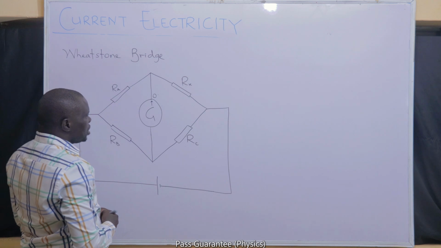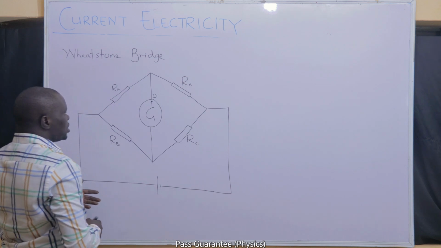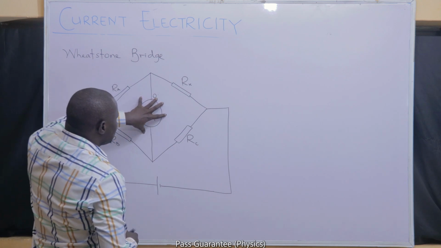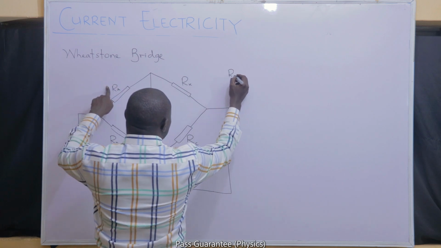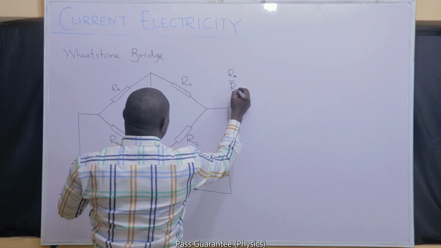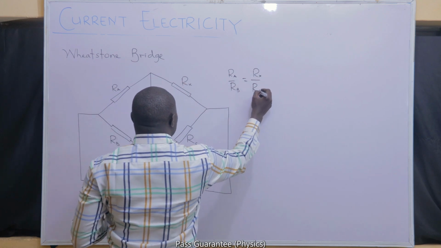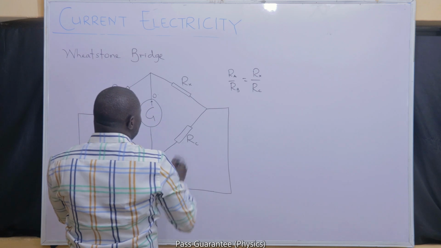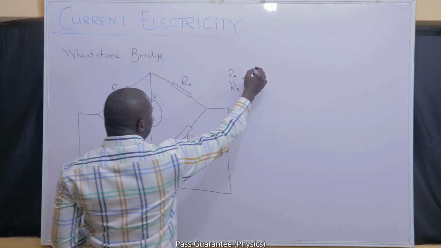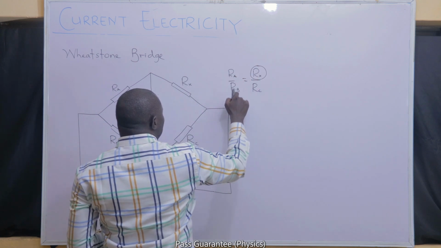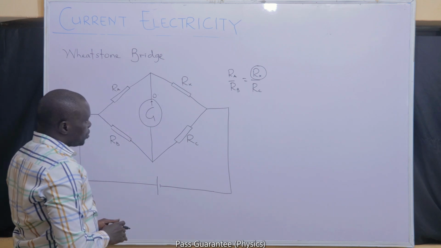Once there's a balance point, I can now write an equation of the ratio of the resistance on each side. Once this galvanometer gives a zero reading, I can clearly say that RA over RB must be equal to Rx over RC. The ratio of the resistance on this side must be equal to the ratio of the resistance on this side. And that will give me the value of Rx, if I know RA, RB, and RC, that will make this galvanometer record 0.